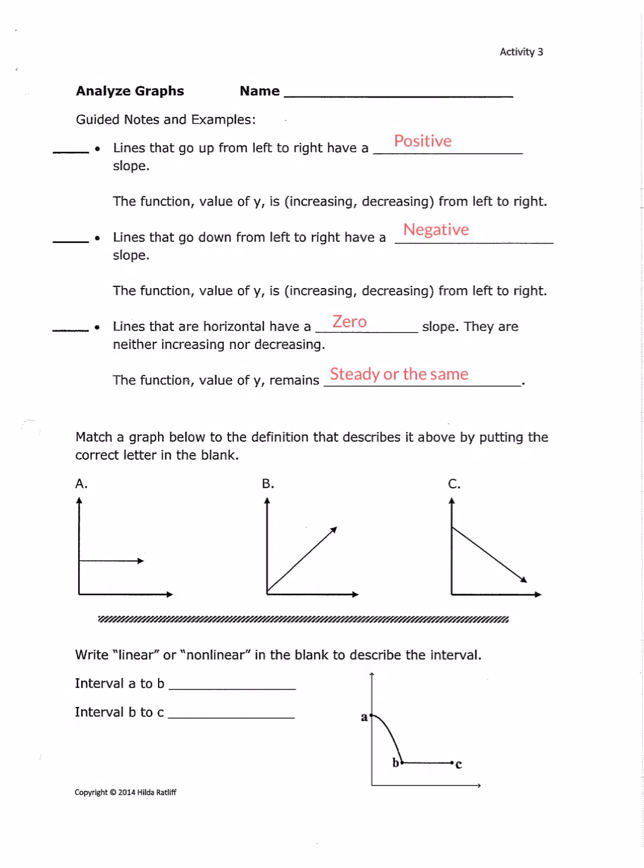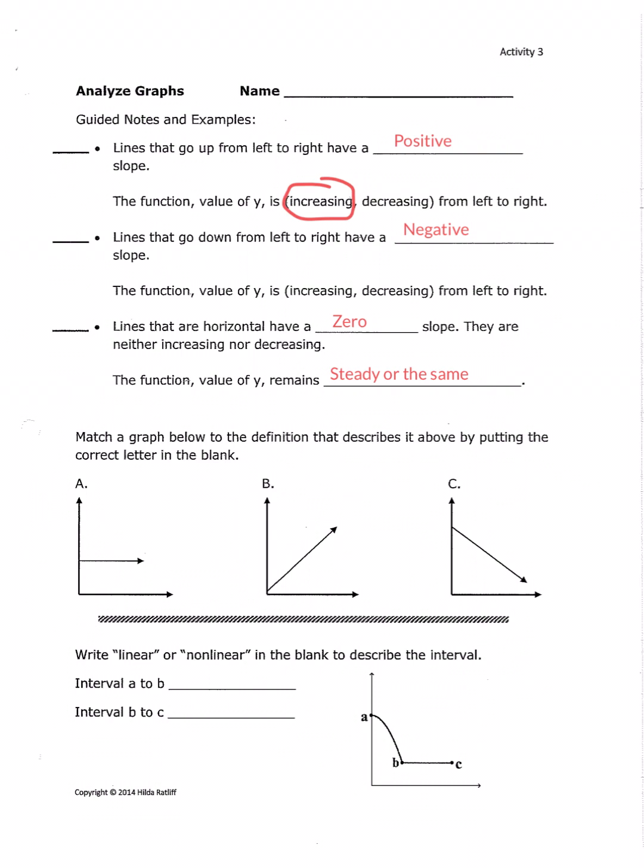Today we're going to analyze graphs. Let's look at the first one. It says lines that go up from left to right have a positive slope. The function, the value of y, is increasing or decreasing from left to right? If you remember, it is increasing.